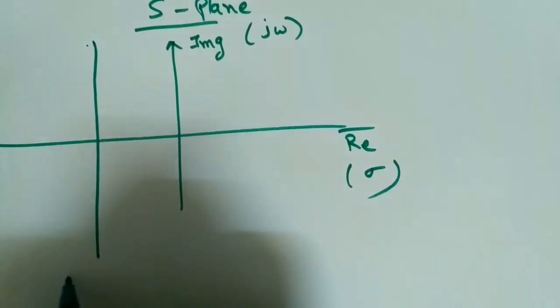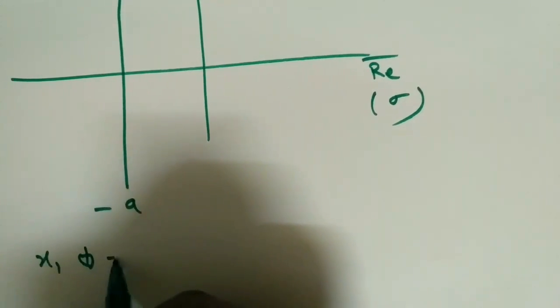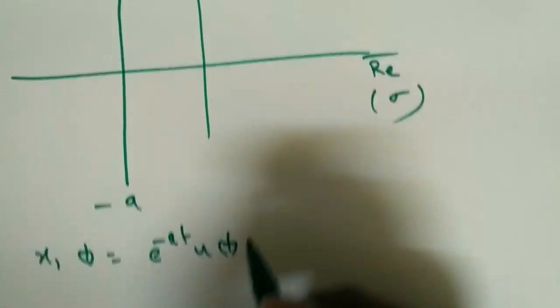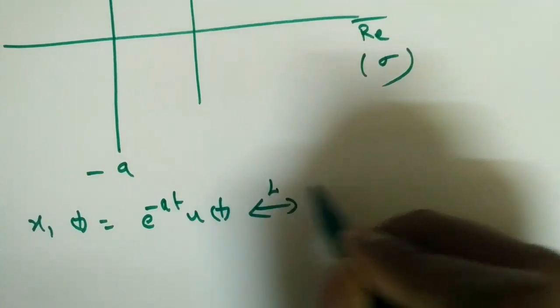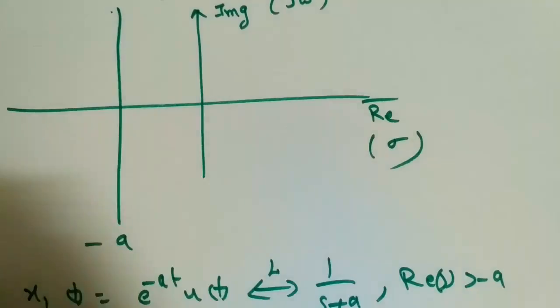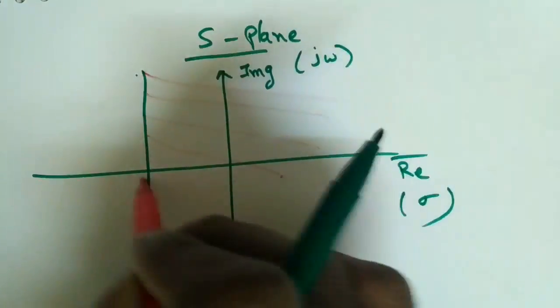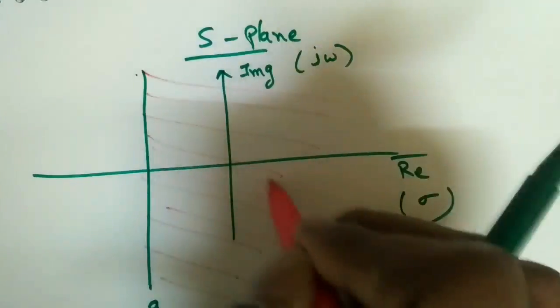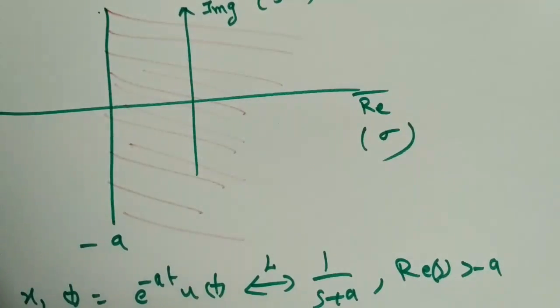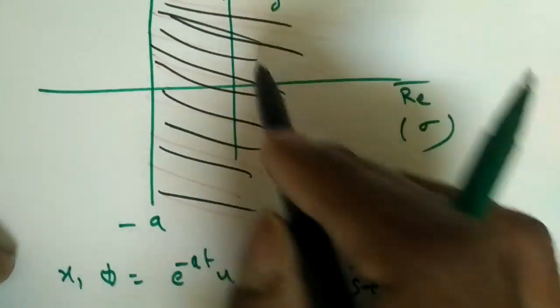So if this is the minus a strip, now for x1 of t, that is e power minus a t u of t, the Laplace transform is 1 by s plus a, and real of s is greater than minus a. So how to represent this one? It will be represented like this, right? Real of s is greater than minus a. So this is the parallel strip in the S plane, like this. This is the region of convergence. So only for these values it will converge, for these values it will diverge. That is the meaning.